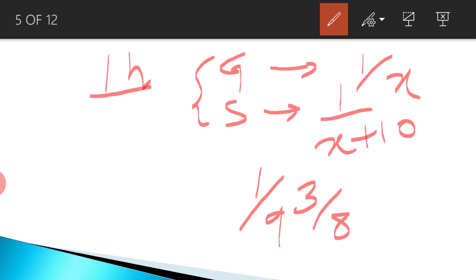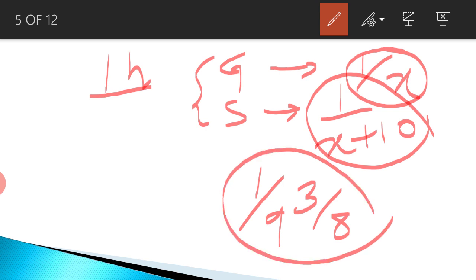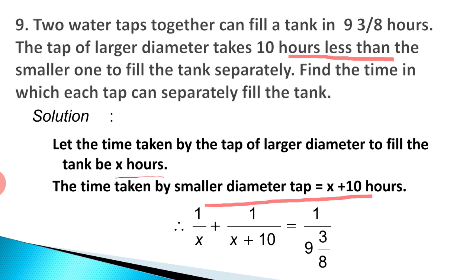Are you getting it? So can we say that 1 upon x plus 1 upon x plus 10 is nothing but 1 upon 9 integer 3 by 8? Is it okay? That is, tank filled by the greater diameter tap plus tank filled by the smaller diameter tap is equal to 1 upon 9 integer 3 by 8. And that's why we have written the equation. Is it clear? So here this equation framing is very important.